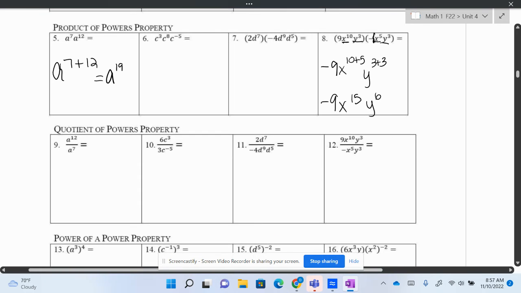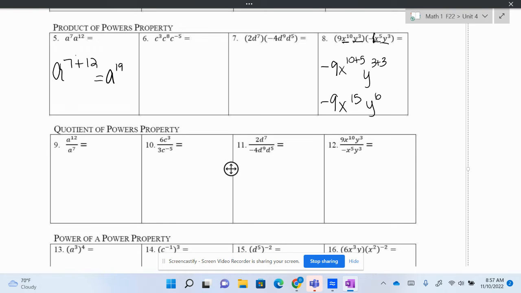The quotient rule. If the base is the same, I subtract the exponents. So I'll do number 10. So I have to divide the constants. 6 divided by 3 is 2. The bases are the same here. So that becomes c to the 3 minus negative 5. If you're struggling wrapping your brain around that, I'm going to finish it out really fast. That becomes c to the 8th.